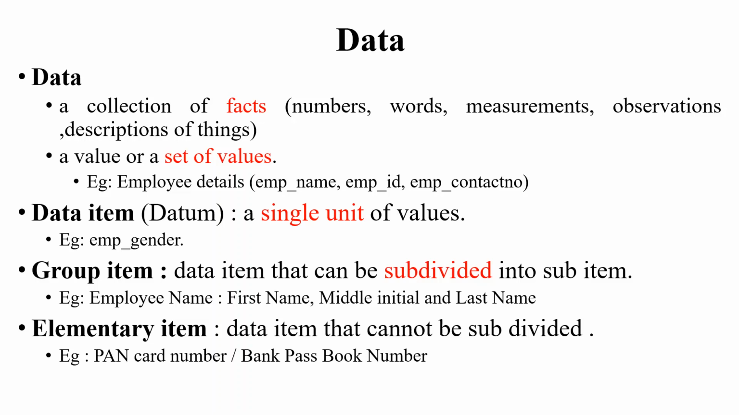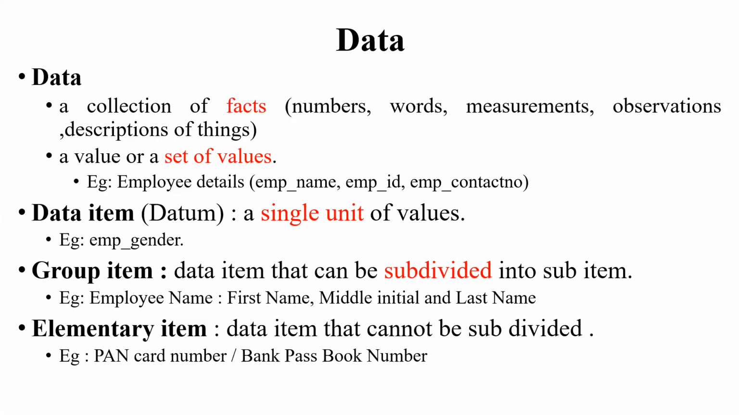Facts need not be only numbers. They need not be only alphabets. They can be a set of numbers and words all together. It is a mixture of numbers, words, measurements, observations or comments, anything, right? Now, data can be a set of values, some more organized. This is just like a survey, but when we are dealing with a bank or some other bigger organization, they will have a particular format for storing or collecting the data.